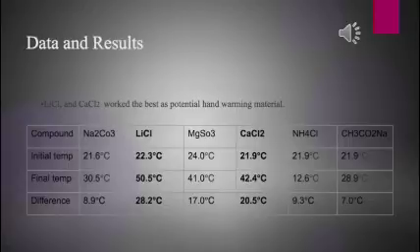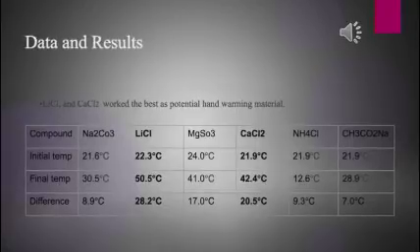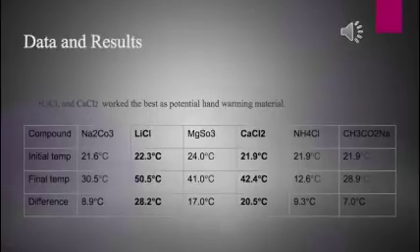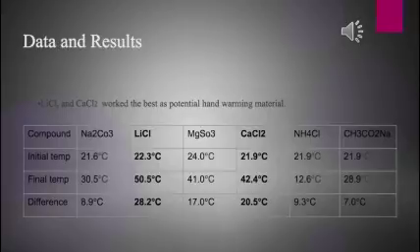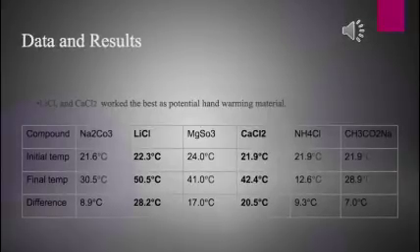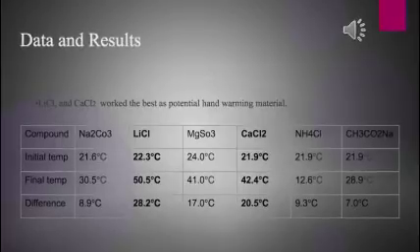Finally, ammonium chloride actually decreased in temperature rather than raising in temperature. The initial temperature was 21.9 degrees Celsius and the final temperature was 12.6 degrees Celsius. This was a difference of 9.3 degrees Celsius, but was a decrease in temperature rather than an increase.